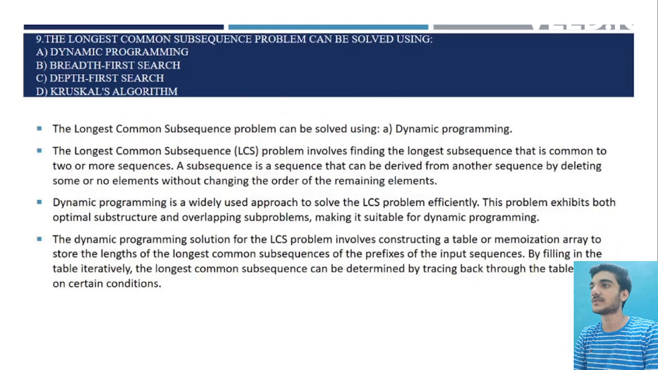The longest common subsequence problem can be solved using. The correct answer is dynamic programming. The LCS problem involves finding the longest subsequence that is common to two or more sequences. A subsequence is a sequence that can be derived from another sequence by deleting some or no elements without changing the order of the remaining elements.